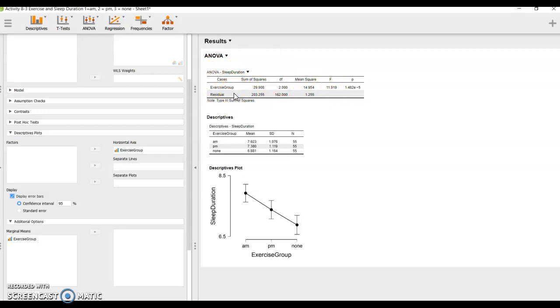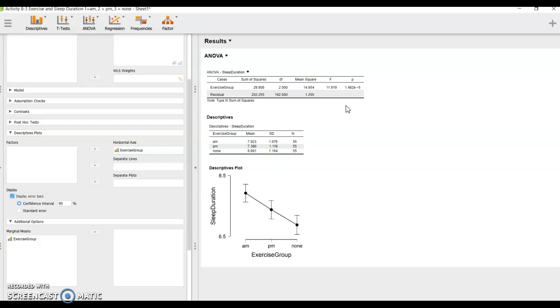And our overall ANOVA is testing the null hypothesis that all three means are equal to each other. Right? So our F statistic here is 11.919 with a p that's less than 0.001, right? That is in scientific notation there. So it's a very small p-value. That means that the difference we're observing between our means is really unlikely to be due to sampling error.